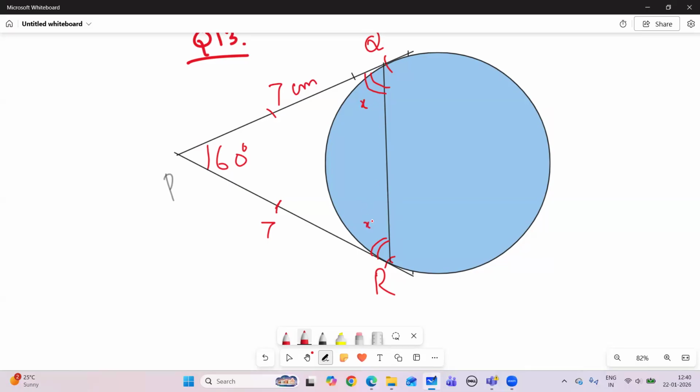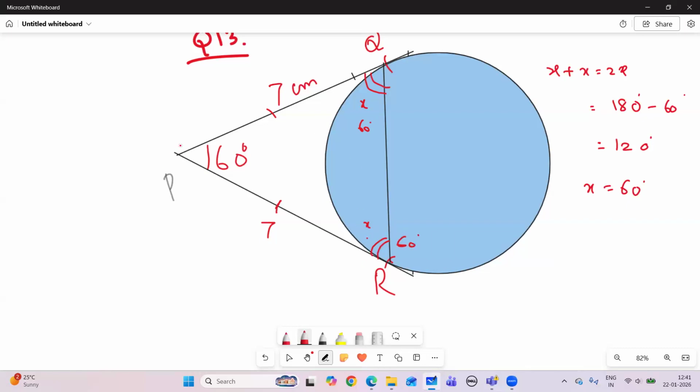Okay, so the sum of these two angles, angle Q and angle R, is 2x, and this is 180 degrees minus 60 degrees. Why? Because if you subtract 60 degrees from the angle sum of a triangle, which is 180 degrees, you get the sum of these two angles, that is x plus x. That becomes 180 minus 60, that is 120 degrees. So 2x is 120 degrees. Therefore, x becomes 120 by 2, that is 60 degrees. Therefore, this is 60 degrees. This also is 60 degrees.